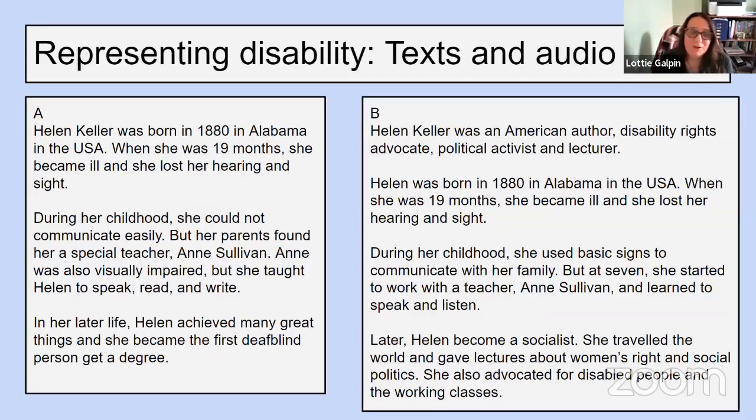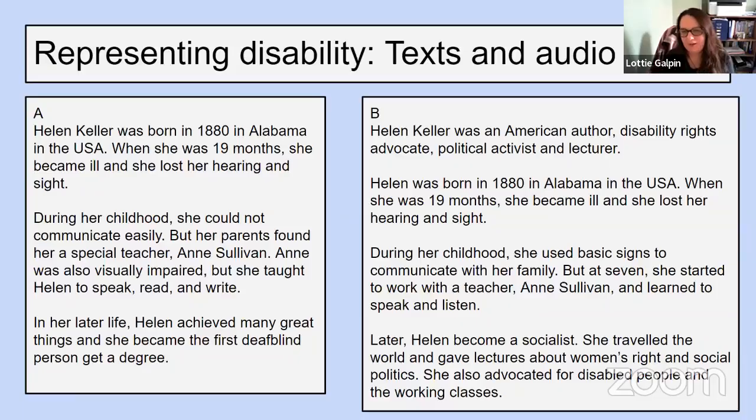If we look at text 1, and this is loosely based on a real text that I've found, text 1 starts with talking about her disability. It talks about what she can't do. You know, she can't communicate. It talks about her being helped to speak and read and write. And then the achievements are tacked on at the end as if they're not very much.